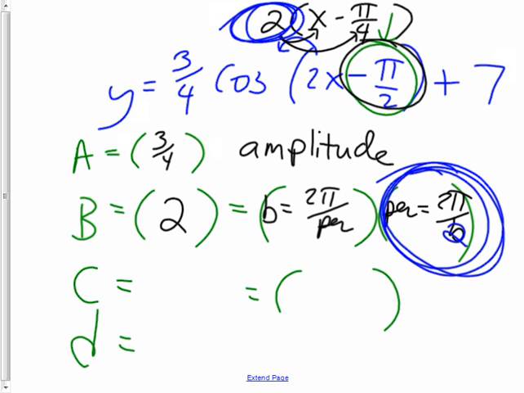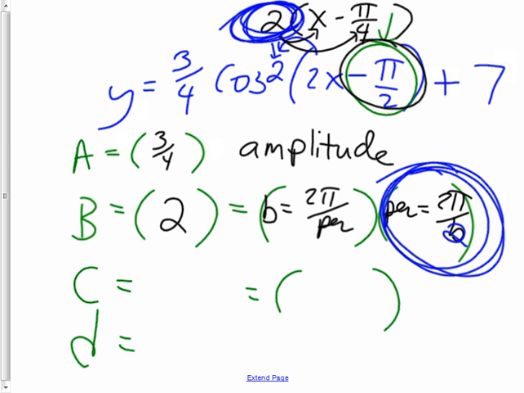Normally, cosine has period of 2 pi. But this changes it. The B changes it. If there's any number right there, then you've changed the period. It doesn't finish at 2 pi anymore. It finishes at, in this case, pi over 2. 2 pi over 2, sorry, which is pi.